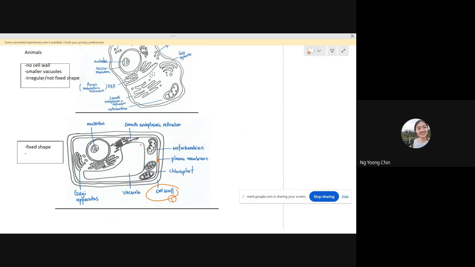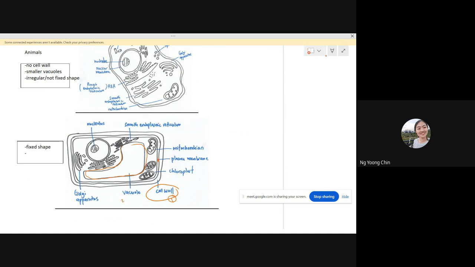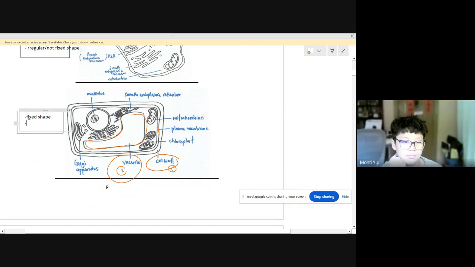Secondly, you can see this structure, right? A very large vacuole here. This is only found in the plant cell. So this large vacuole is only found in the plant cell. That means the plant cell has this large central vacuole.